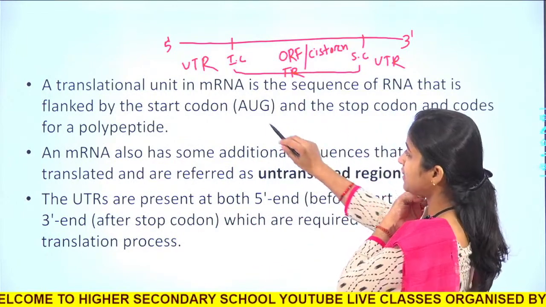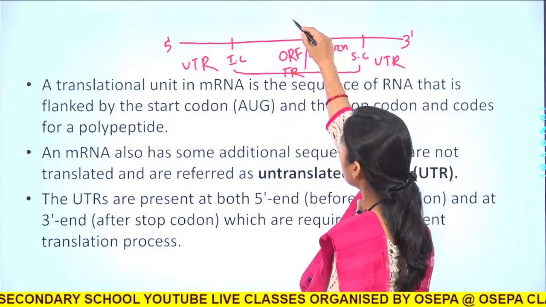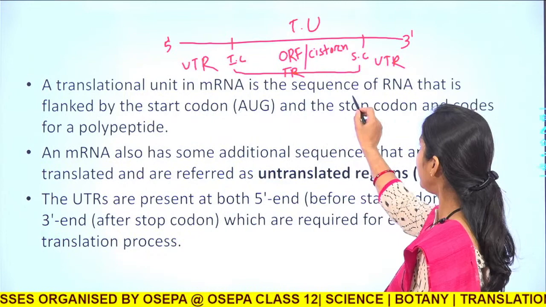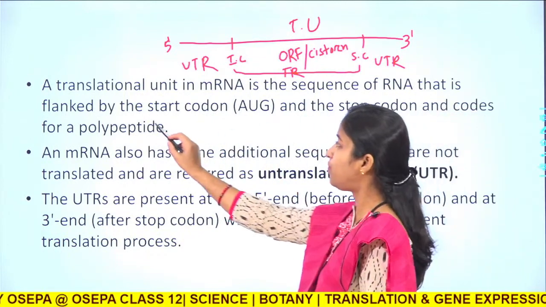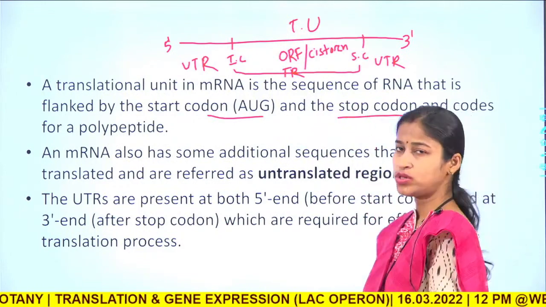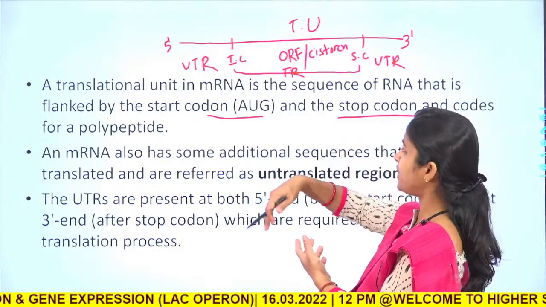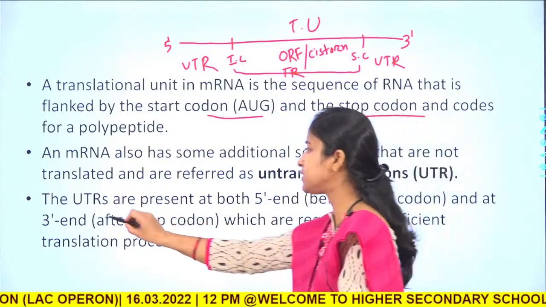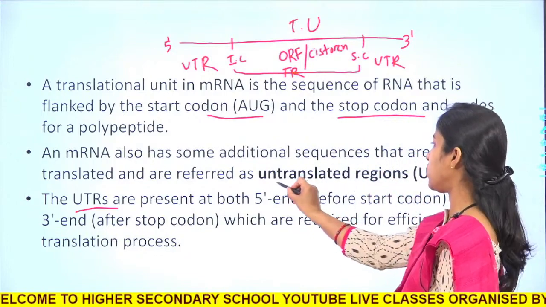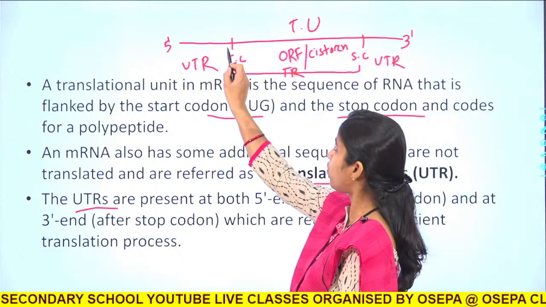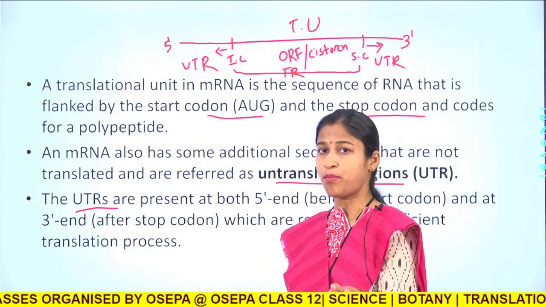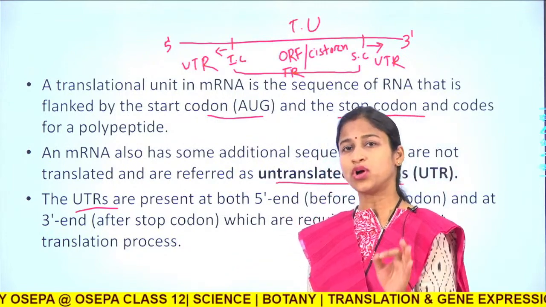This is also called a translation unit. It is a unit present in the mRNA sequence that is flanked by the start codon, as I already told you, and the stop codon, and codes for a polypeptide. All the rest of the region is called untranslated regions. So, mRNA has some additional sequences called untranslated regions, present before the initiation codon and after the stop codon. Okay. But they are also important in facilitating the process of translation.